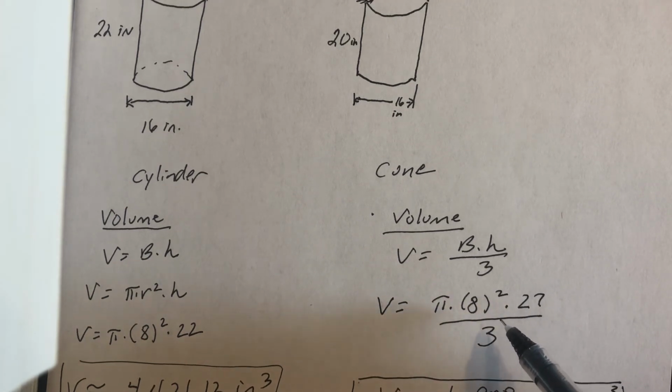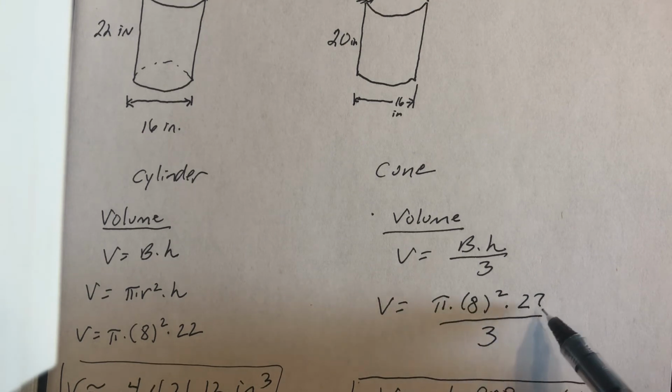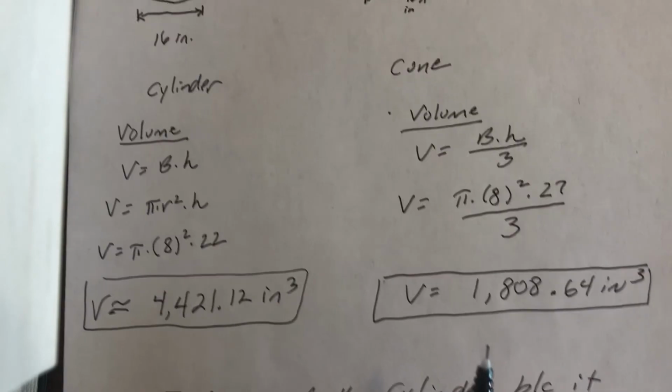So again, I'm using order of operations. So 8 squared means 8 times 8, which is 64. So on my calculator, I went pi times 64 times 27, got that total, and I divided it by 3. So the volume of my cone is 1,808.64 cubic inches. And you see that there.